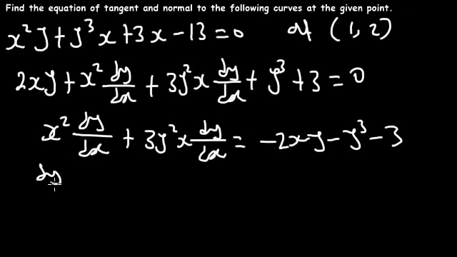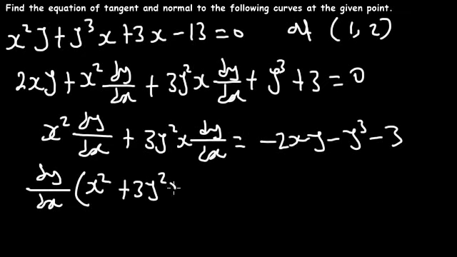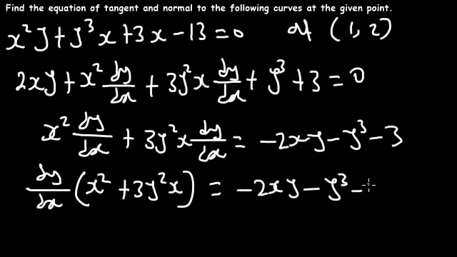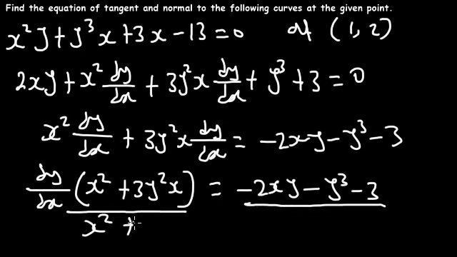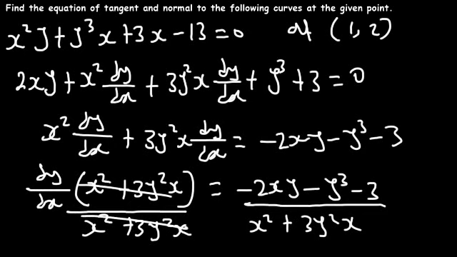Now factoring out the dy/dx, we are left with x squared plus 3y squared x. So, when I take the dy/dx out of this term, I'm left with x squared. And when I take the dy/dx out of this term, I'm left with 3y squared x. Okay. So we have negative 2xy minus y cubed minus 3. Now dividing through by this x squared plus 3y squared x, then finally we get dy/dx.